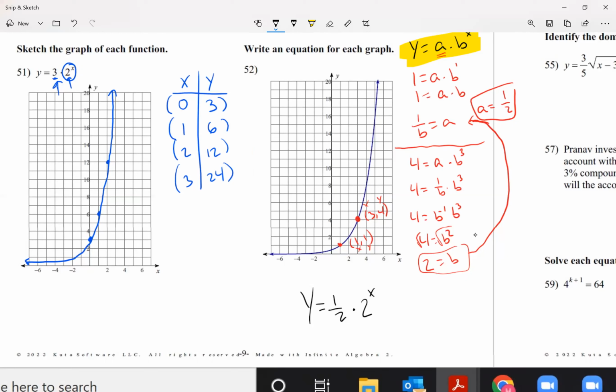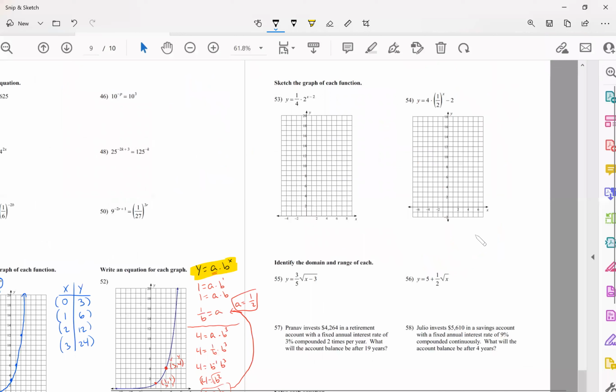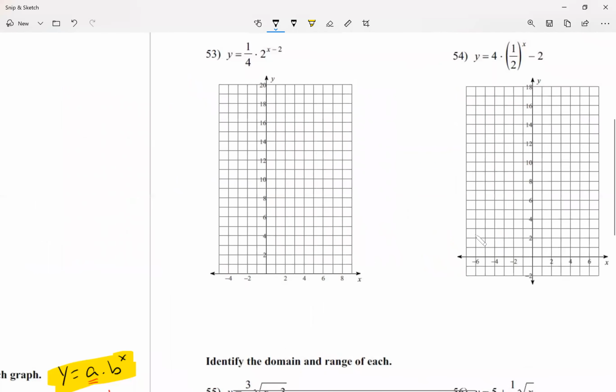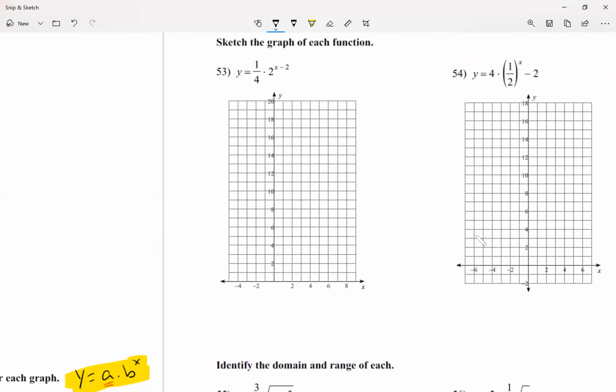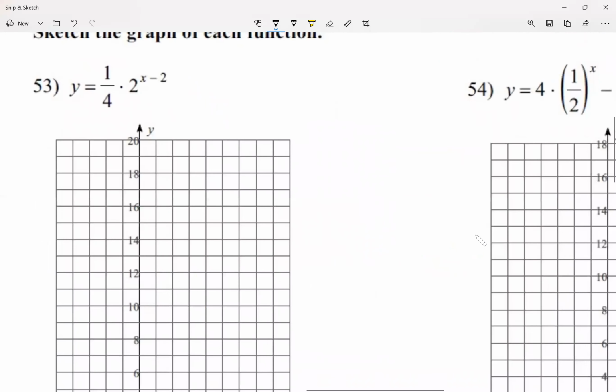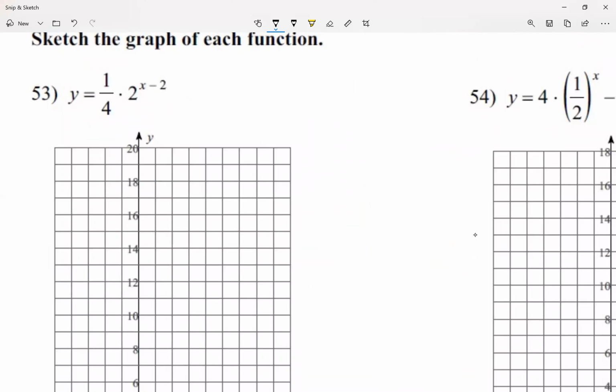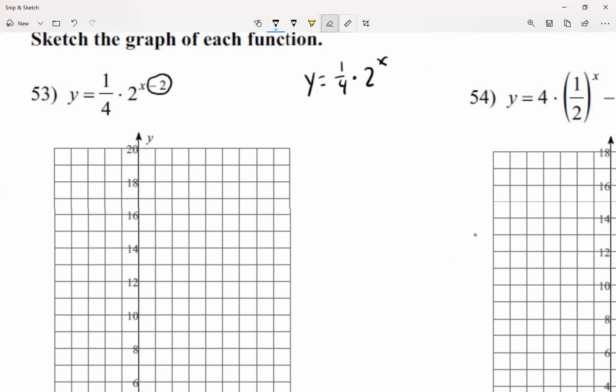Beautiful. Now, I'm working today up until 54, so let's take a look at number 53. I'll flip my page. We're going to sketch the graph, okay? First of all, I'm just going to look at this as y is equal to 1/4 times 2 to the x. I'm going to ignore that minus 2. Okay, that basically means moving the graph. So I'm just going to pay attention to this.